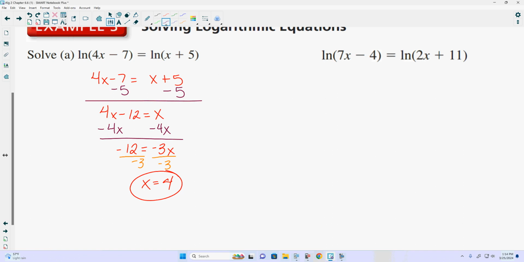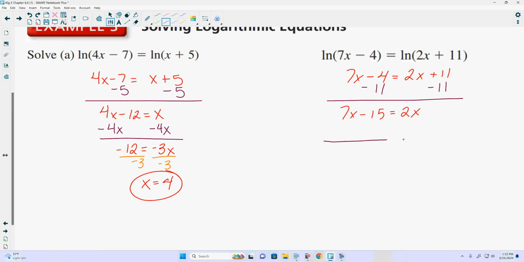Natural log of 7x minus 4 is equal to the natural log of 2x plus 11. Since both of them have a natural log, we can set what's inside each of these logs equal to each other. So 7x minus 4 is equal to 2x plus 11. What can we do next? We can subtract 11 from both sides, and it'll tell us that 7x minus 15 is equal to 2x.